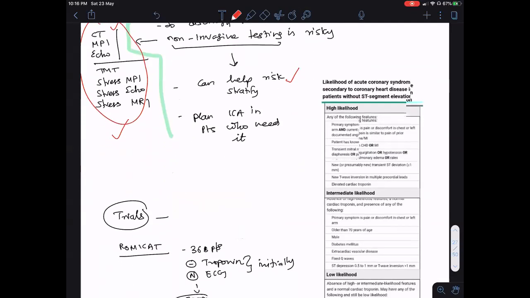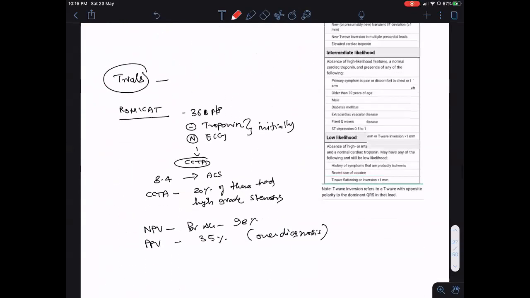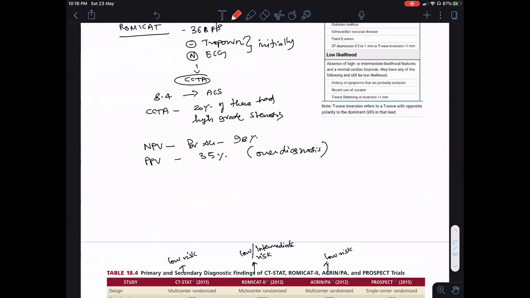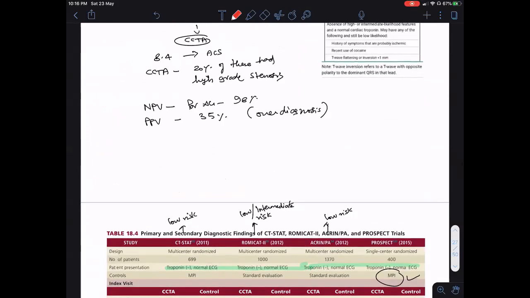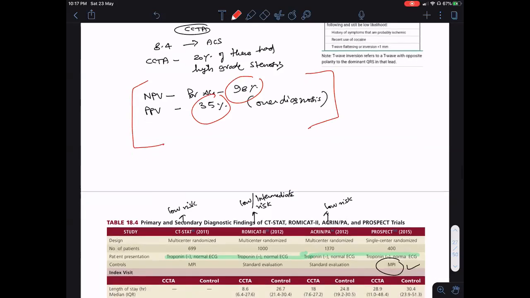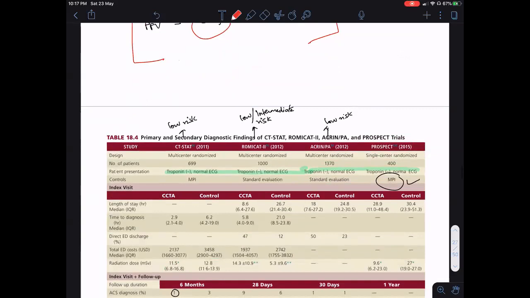So how does CT help? Various trials have looked at it. We'll come to it in a bit. But the bottom line is the negative predictive value is still quite high, but the positive predictive value is very less. So we end up over-diagnosing a lot of these patients. Some minor aberration in the lumen, we probably end up blaming it for the chest pain. So a lot of work still needs to be done in this regard.